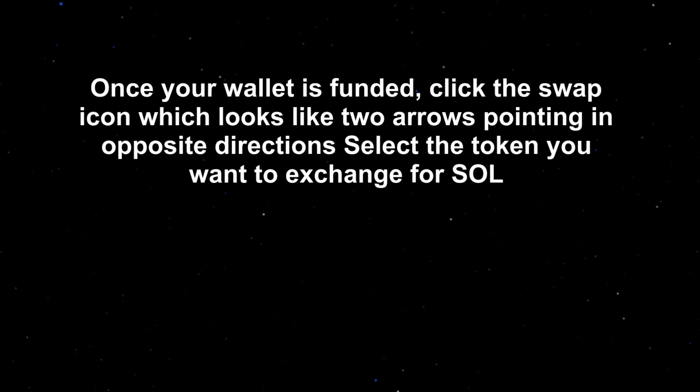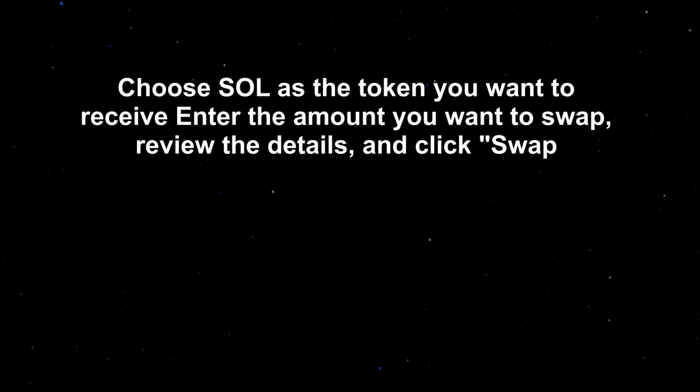Once your wallet is funded, click the swap icon, which looks like two arrows pointing in opposite directions. Select the token you want to exchange for SOL. Choose SOL as the token you want to receive. Enter the amount you want to swap. Review the details and click Swap.